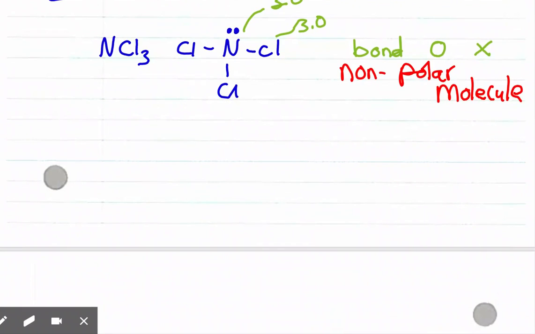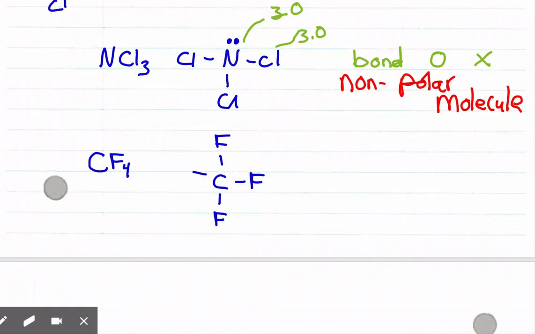We're going to do one more. We're going to look at CF4. So if I drew my Lewis structure and I followed all the rules, my Lewis structure is going to look like this. Okay. So we know that this has a central atom with 4 things around it, so it's a tetrahedral shape.